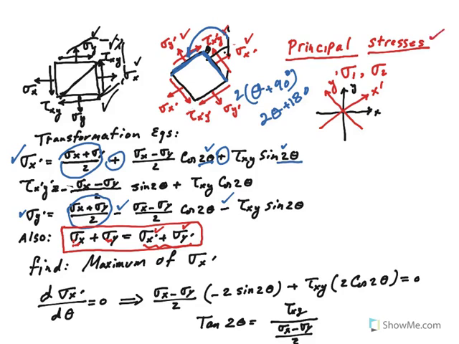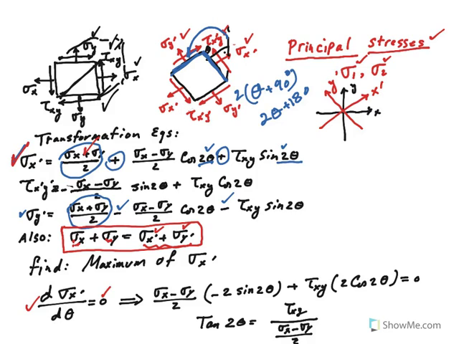What are the principal stresses? Principal stresses are maximum normal stresses, which eventually we're going to call sigma 1 and sigma 2. How do we do that? We start with sigma x prime. Anytime you're trying to find the maximum of something, what do you have to do? You have to take the derivative with respect to the variable angle theta and set it equal to 0. If you do that, the first term is just a constant, so its derivative is 0.